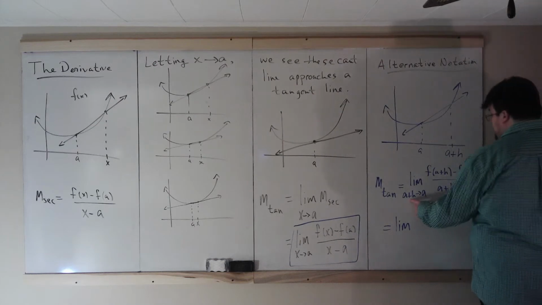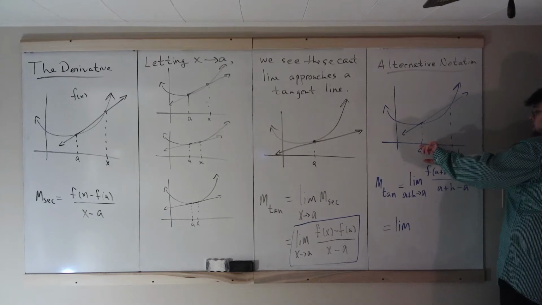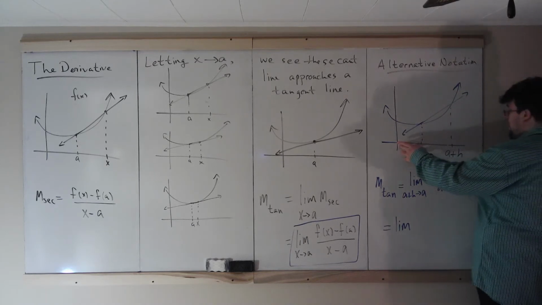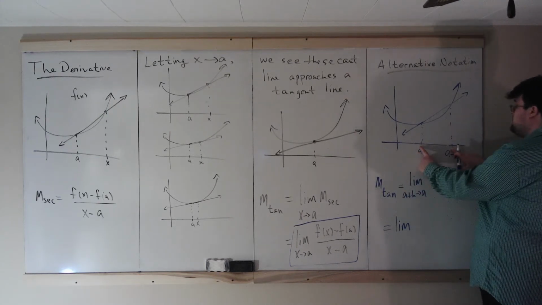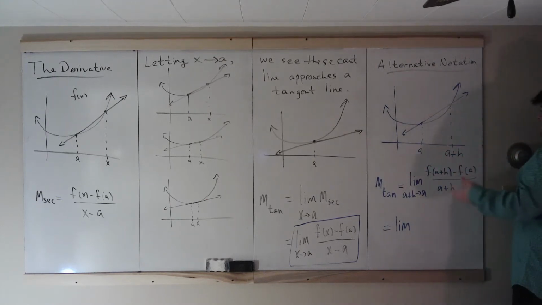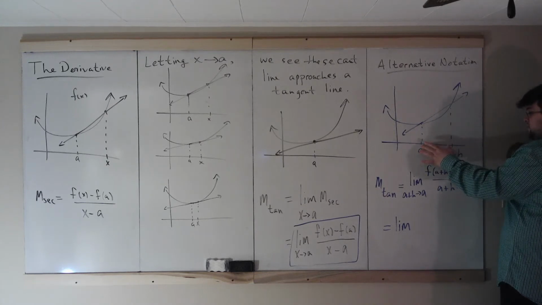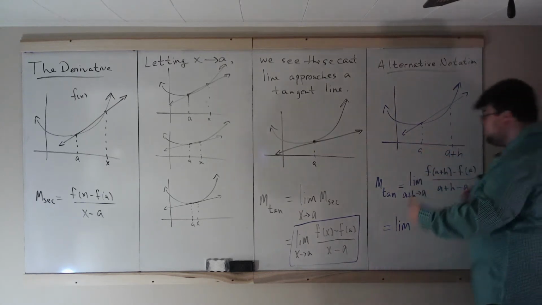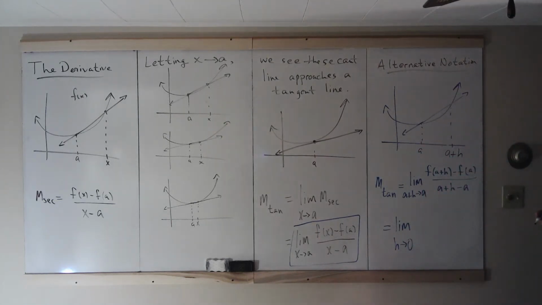So what happens as A plus h approaches A? Well, we're letting this point right here approach A. Remember, this is h, this is A. This is A plus h. So this distance between A and A plus h is h. So what we're really doing in letting A plus h approach A is letting this distance go to 0. But that distance, remember, is measured by h. So letting A plus h approach A is the same as letting this h approach 0.